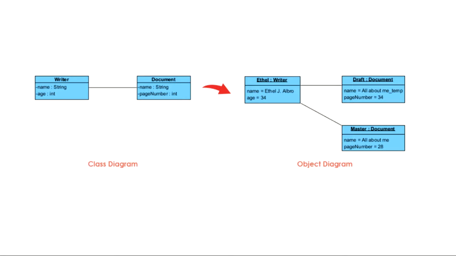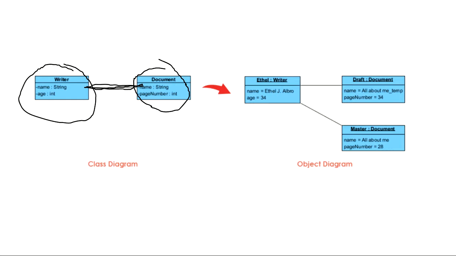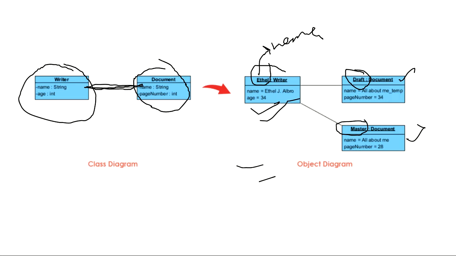There is a writer class, there is a document class, but there is no multiplicity mentioned. Only a single association is mentioned between them. There is no multiplicity, so it can be one to many, one to one, many to many, many to one. It can be anything if no multiplicity is mentioned, right? So this is just one example. It means that one object Ethel, basically the name of the writer, can interact with two documents or can have two documents. One can be a draft, the other can be a master.